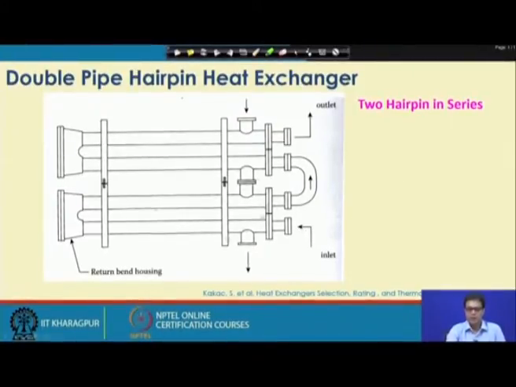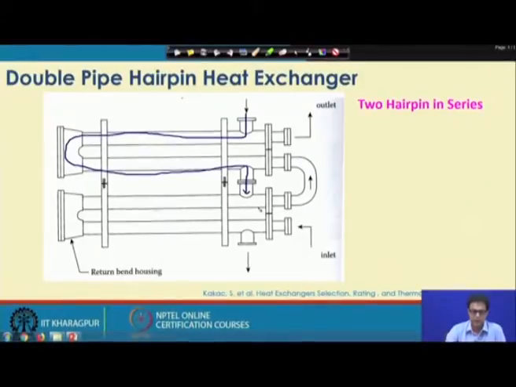connected in series mode, or they can also be arranged in parallel mode. Like here, we see one after the other, two hairpin heat exchangers connected in series. It means that the fluid enters from this end of the exchanger, takes a turn, comes out, and then enters the second hairpin.